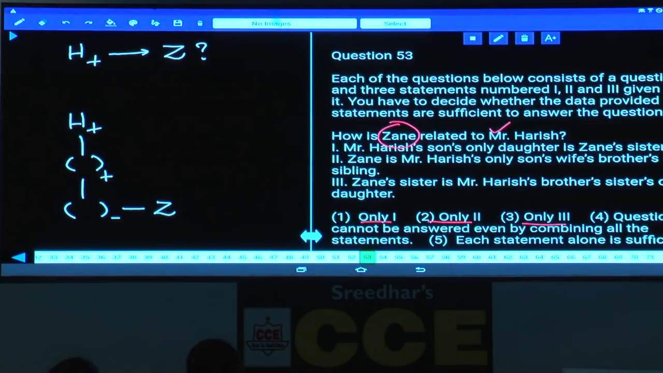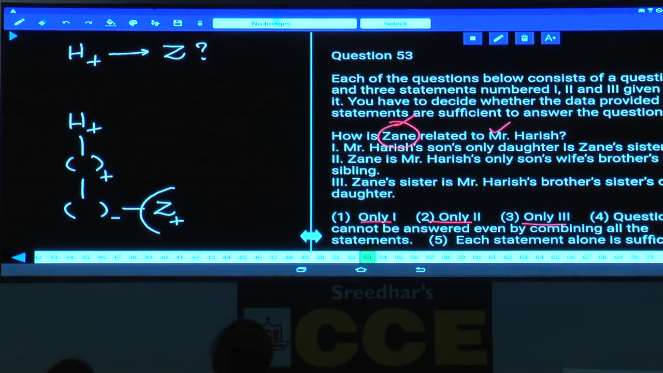Then, can you determine the gender of this Jane? Male. Why is it male? Because Jane's sister is the only daughter of Jane's parents. Hence, Jane must be a male, though the gender is not given in the question. But now we are able to determine the gender of this Jane. Hence, what is the answer here?